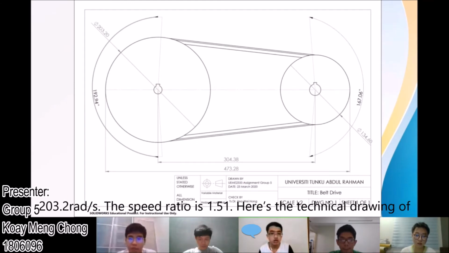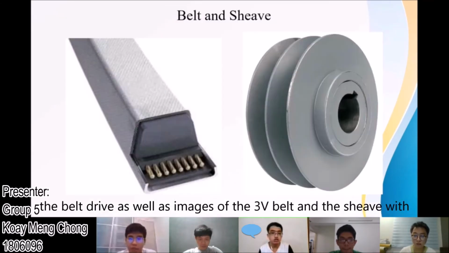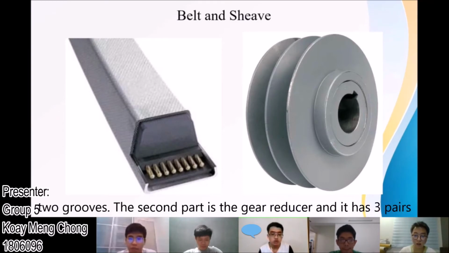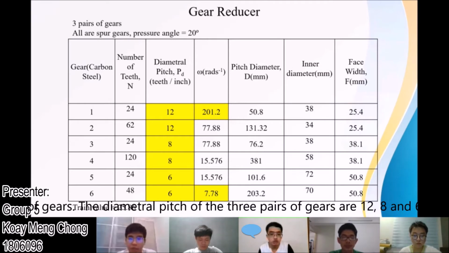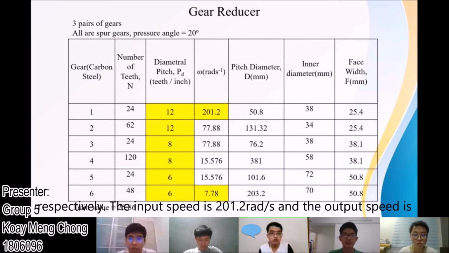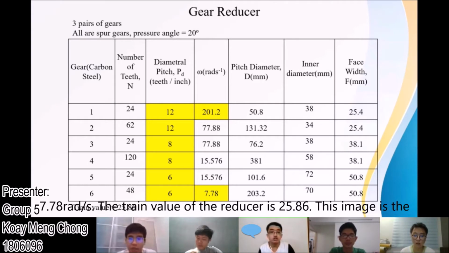Here's the technical drawing of the belt drive as well as images of the 3V belt and the shaft with two grooves. The second part is the gear reducer, and it has three pairs of gears. The diameter pitch of the three pairs of gears are 12, 8, and 6 respectively. The input speed is 201.2 radian per second, and the output speed is 7.78 radian per second. The train value of the reducer is 25.86.